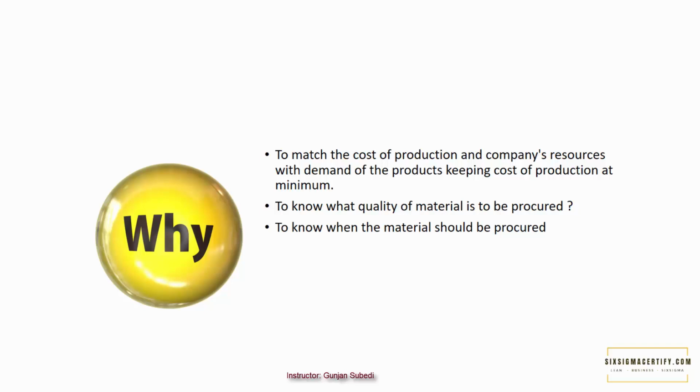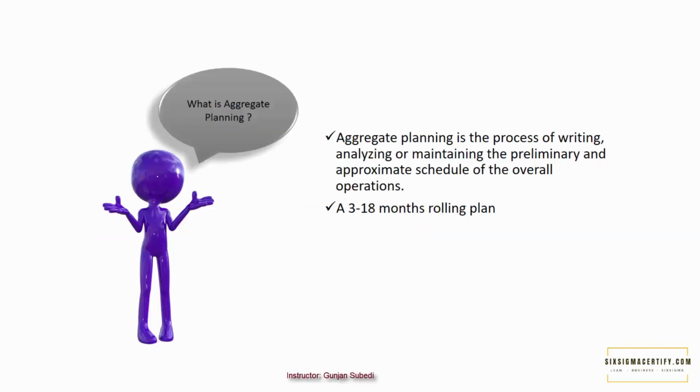Aggregate planning is an intermediate range capacity planning that normally ranges from 2 to 18 months. It gives us an idea about what quantity of the material is to be procured and when the material should be procured. With these introductory benefits, let us see the definition of aggregate planning.